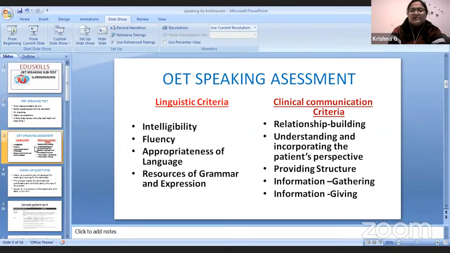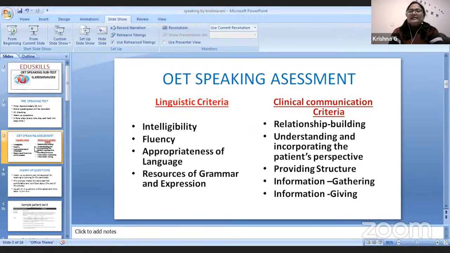Resources of grammar and expression. You should express to the patient how you are going to explain to him. If the patient says, I'm not very sure about taking the insulin injection, you should say, don't worry, Mr. William, I'm here to help you. From that expression, the patient will feel he's in safe hands. So this linguistic criteria has four elements: intelligibility, fluency, appropriateness of language, and resources of grammar and expression. You should use proper grammar to explain to the patient.